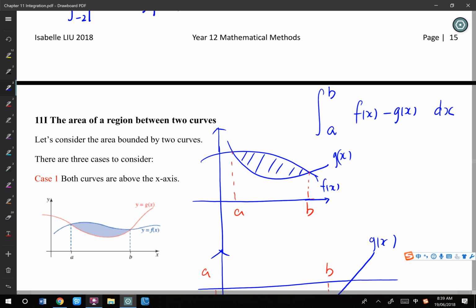We integrate the difference between the two graphs, f(x) minus g(x), the top one minus the bottom one, and the upper limit and lower limit will be the intersections. So the lower limit is the left-hand side and the upper limit is the right-hand side. If you use the top function minus the bottom function and integrate between the intersections, that will give you the bounded area. I don't need to see where the x-axis is. All I care about is, for that area, which graph is on top and which graph is at the bottom. So that's all I need to know.